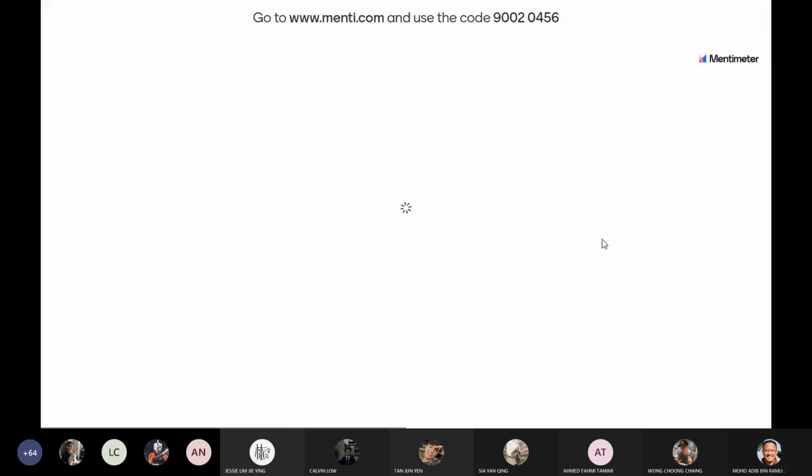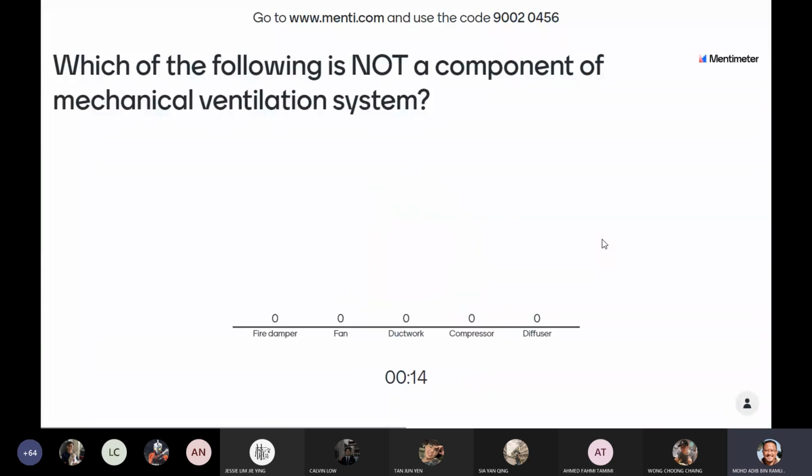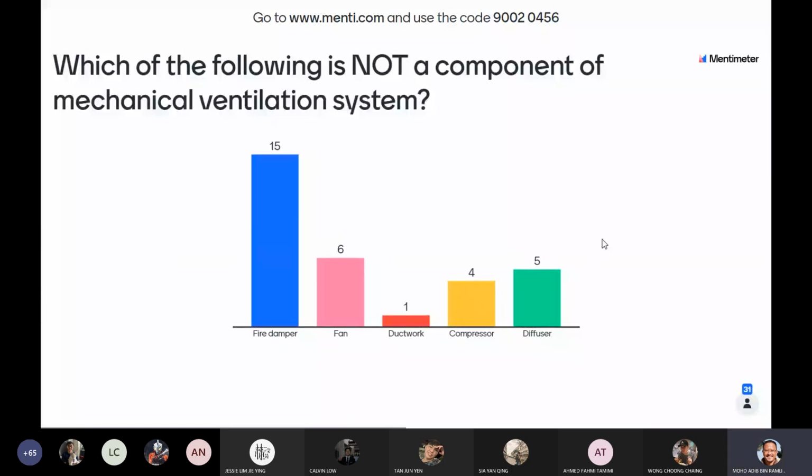Okay, second one. Just two questions. Ready? I think this one is much easier. Which of the following is not a component of a mechanical ventilation system? Fire damper, fan, ductwork, compressor, diffuser.